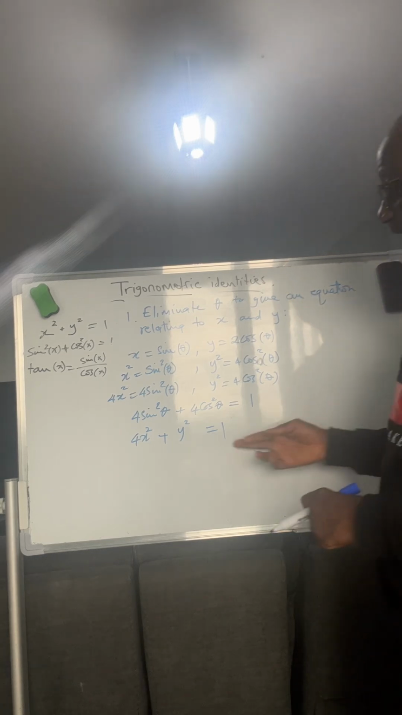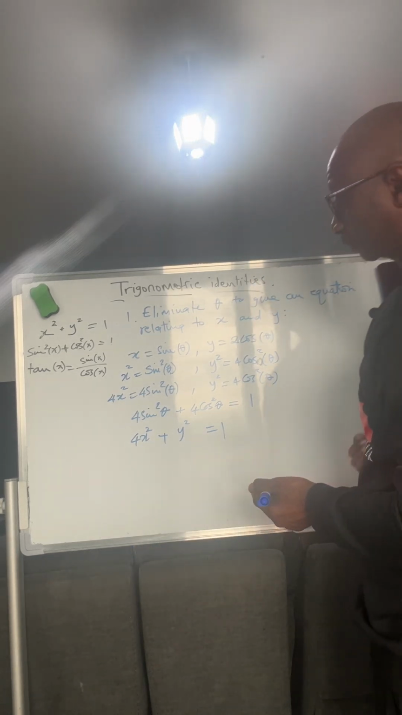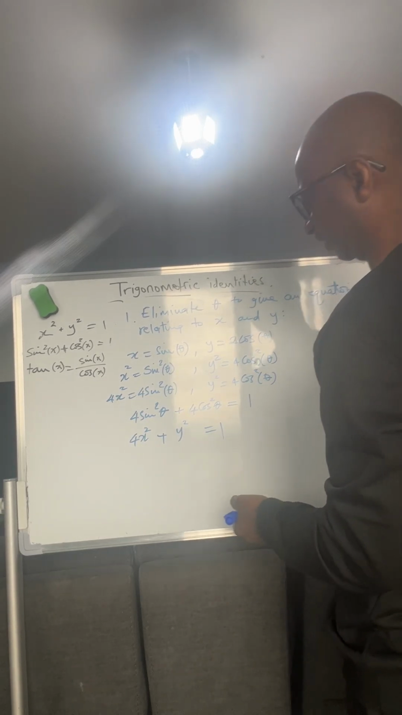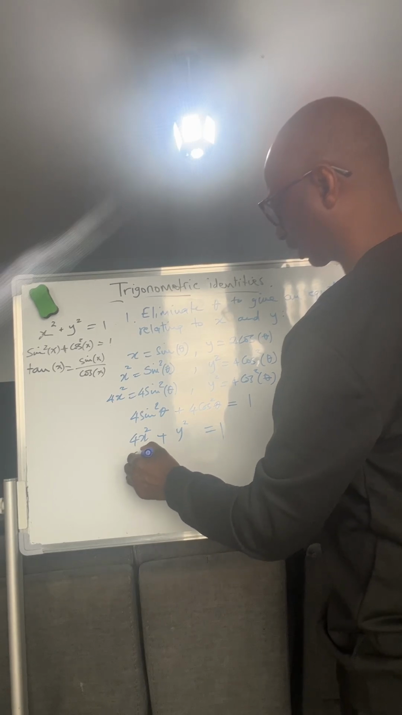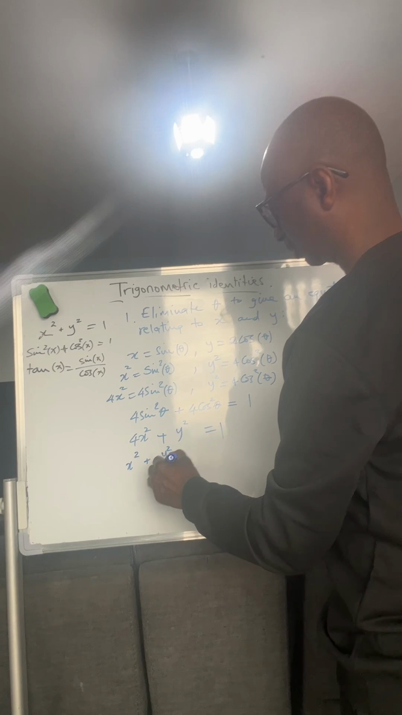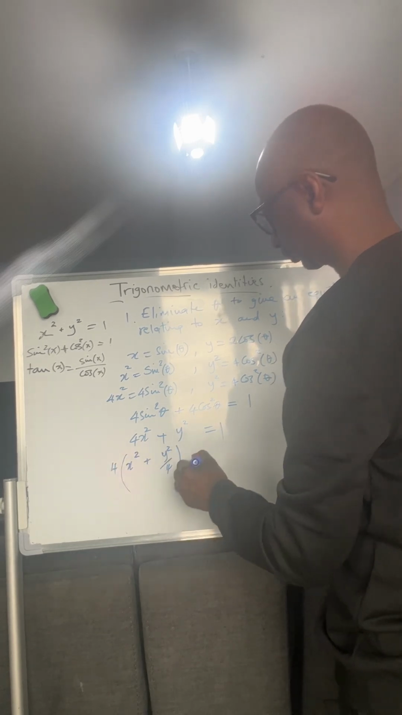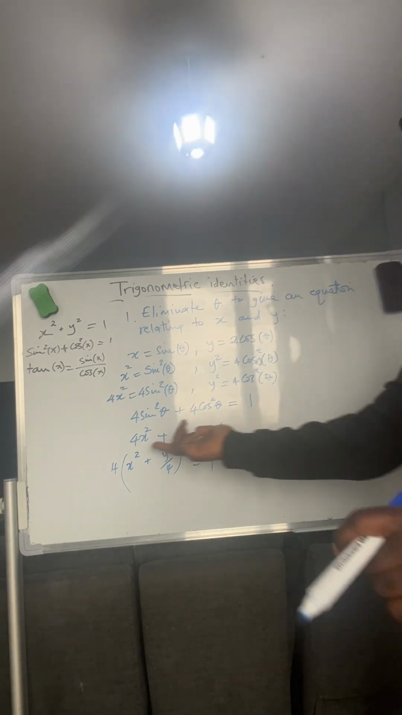So you can leave your answer like this. Or, you can simplify if you want. Not necessarily. You can put x squared plus y squared all over 4. This still equals 1, if you want, but it's best to leave it here.